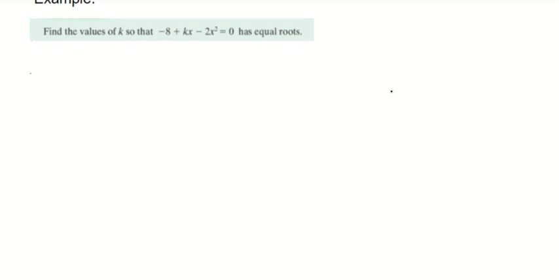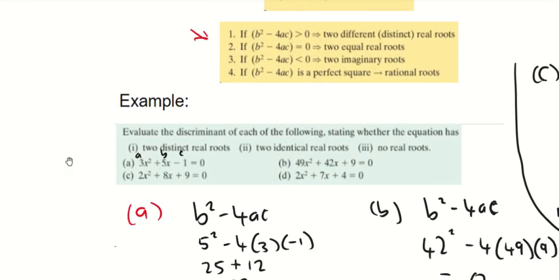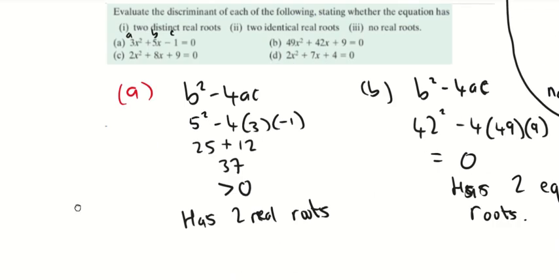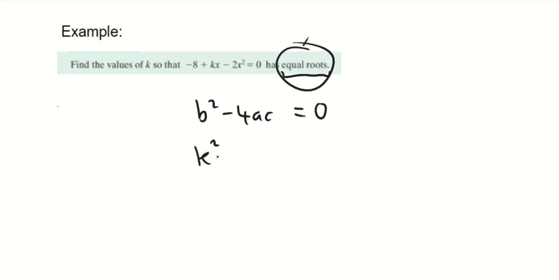Okay, so find the value of k so that it has equal roots. So if it has equal roots, if you look back up at the orange box up here, equal roots is the second one. That's where the b squared minus 4ac is equal to 0. So we're going to do b squared minus 4ac is equal to 0, because it's telling us, we know straight away that it has to be equal to 0.